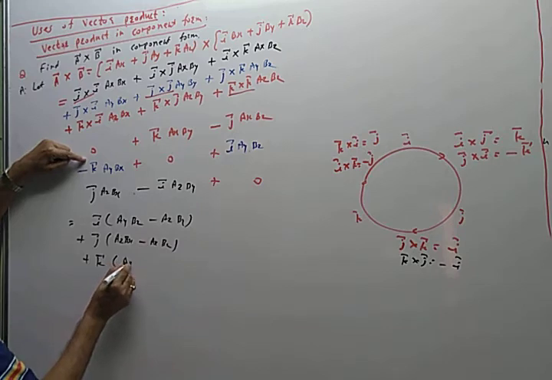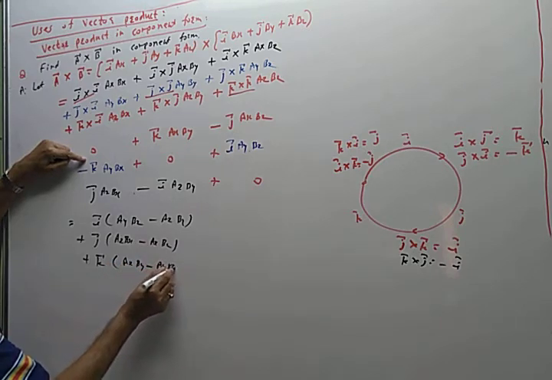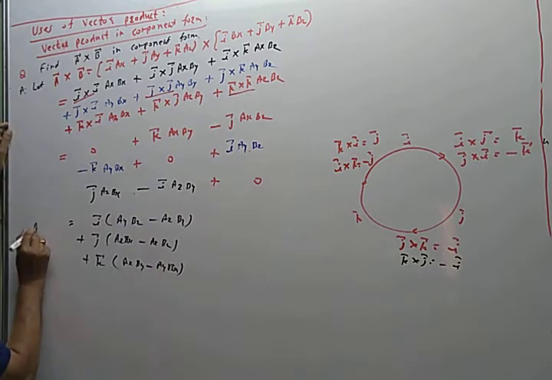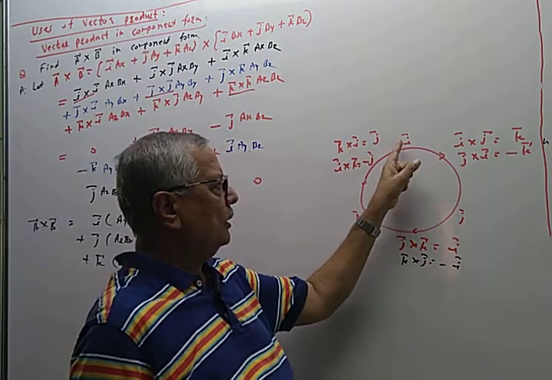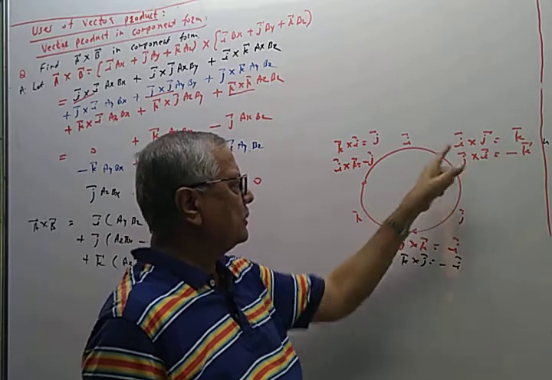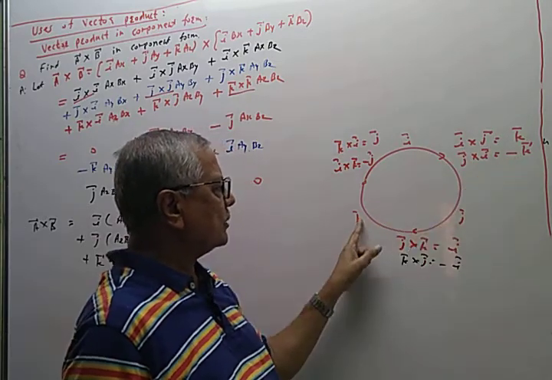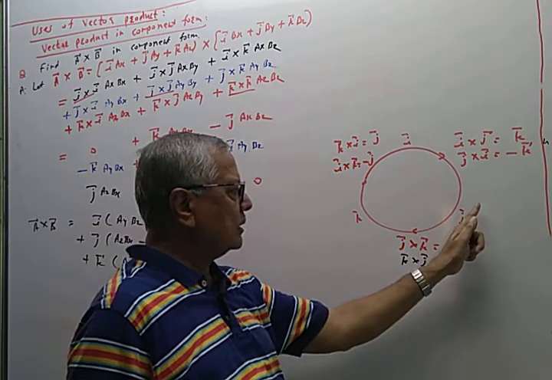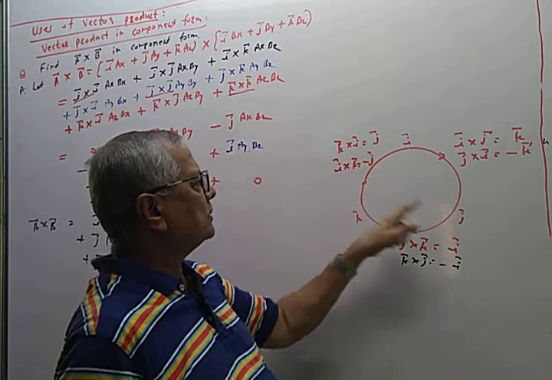So k Ax By minus Ay Bx. So this is the value of A cross B. So it is a vector. So remember this cycle rule. i cross j is equal to k, remaining vector. j cross i will be minus k. Then j cross k is equal to i. k cross j opposite direction, minus sign. k cross i plus j.